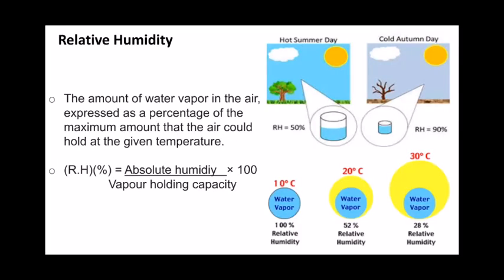Next, we will do the relative humidity. So children, what is relative humidity? The amount of water vapor present in the air can be expressed as a percentage of the amount needed for saturation at the same temperature and same volume. So relative humidity can be expressed in percentage: relative humidity, that is RH, is equal to absolute humidity upon vapor holding capacity into 100. In this way, we can know the relative humidity of a particular place.